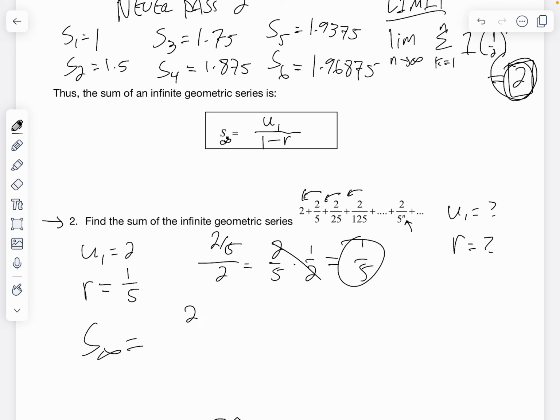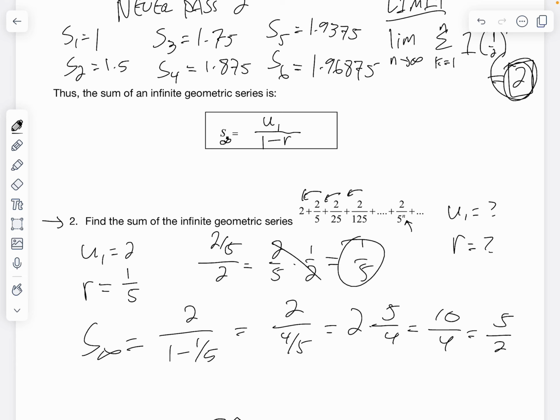Right, so S infinity is going to be 2 over 1 minus 1/5, which is 2 over 4/5, which is 2 times 5/4, which is 10/4, or 5/2, or 2.5. Interesting. So 2/5 is 0.4. So if you write the sums underneath, it's 2, then it's 2.4. I have no idea what 2/25 is, but it's tiny, and tiny enough that the rest of these terms will not even add up to 0.1 because they're so small.